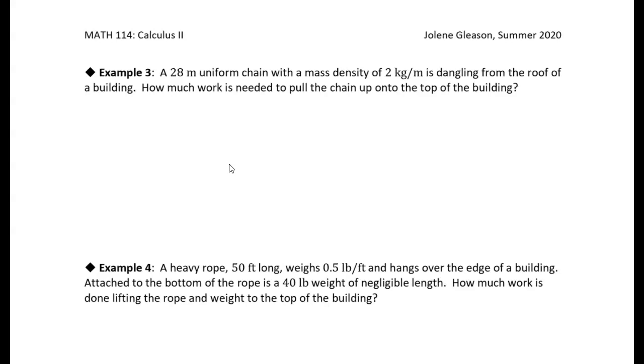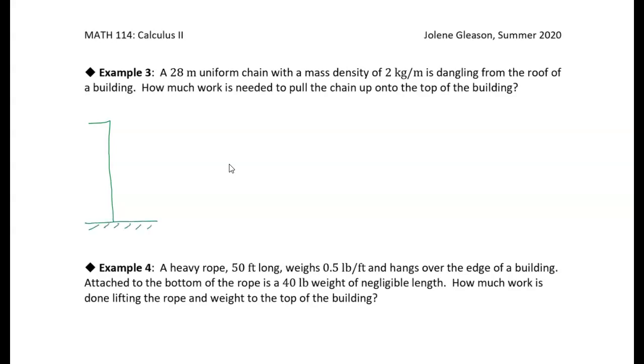So in this case, we have a 28-meter uniform chain with a mass density of 2 kilograms per meter dangling from the roof of a building. And it's asking how much work is needed to pull the chain up to the top of the building. Sometimes it's nice to have a picture. So there's my building. Here's the ground.